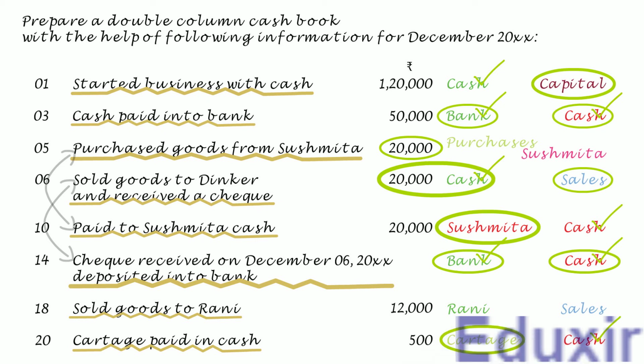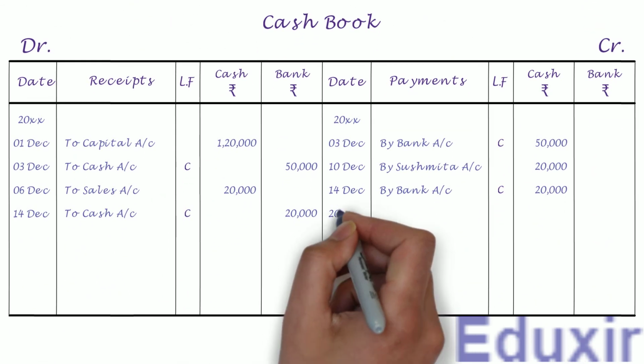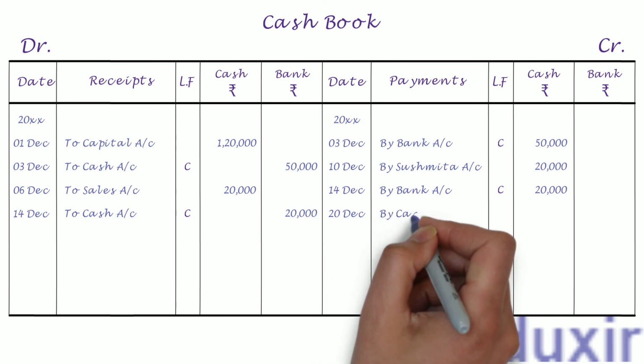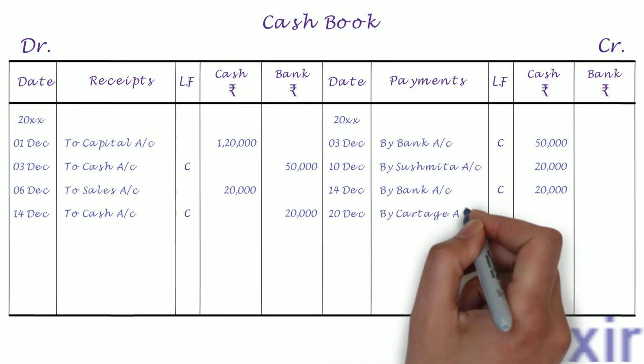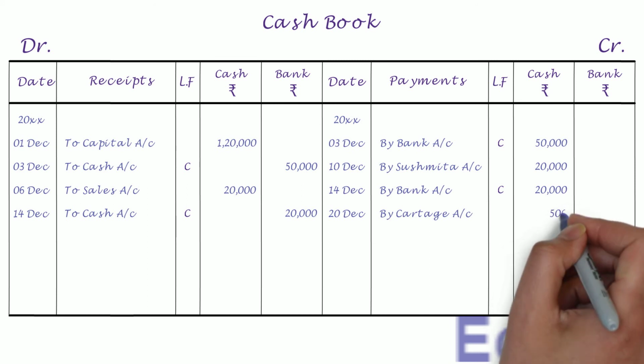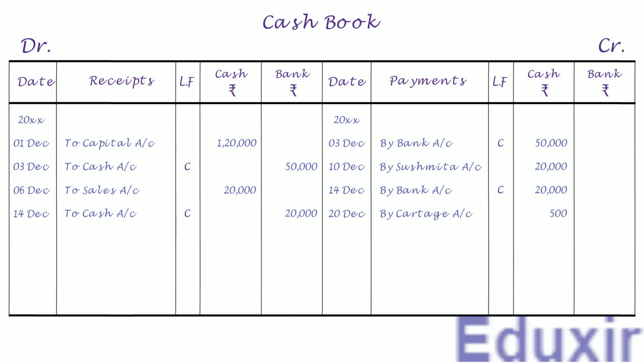With this analysis at our disposal, let us proceed with the posting of this transaction on the credit or payment side of the cash book. Let us first record the date. Let us then record the cartage account in the payments column. Let us then record the credit amount of 500 rupees into the cash column. With that, we have completed the posting of this transaction into the cash book. Let us now take up the next transaction.